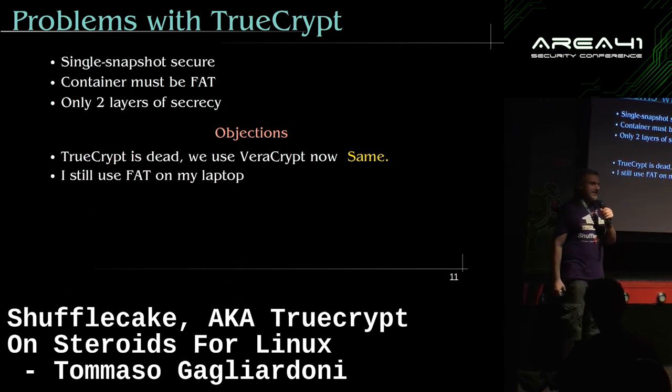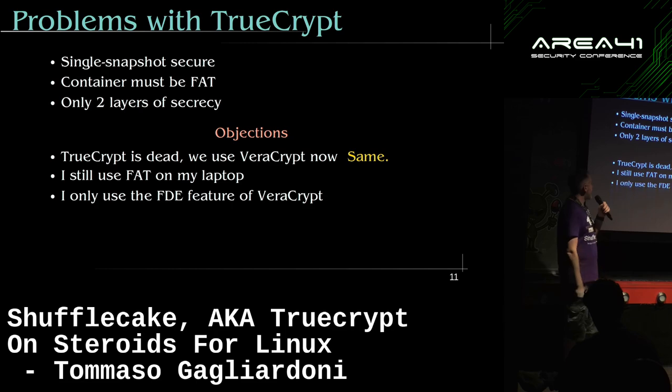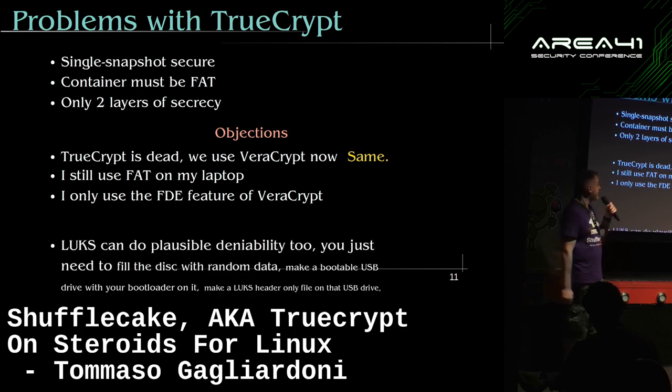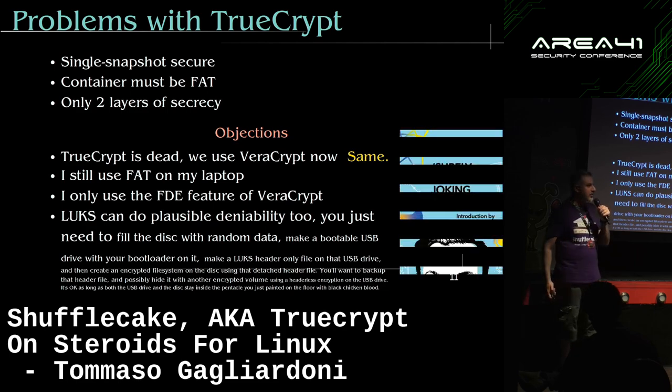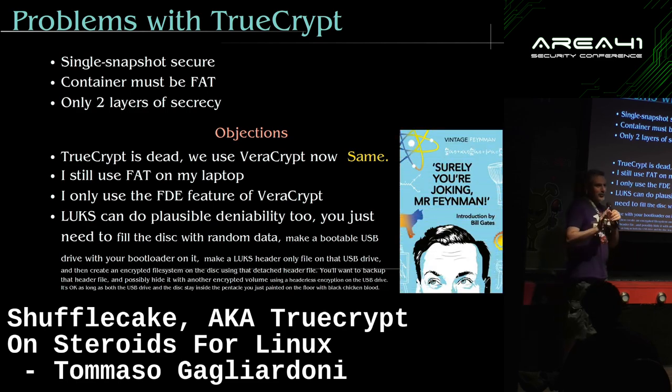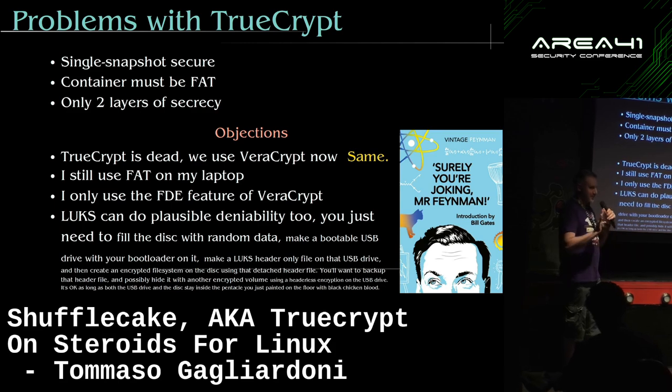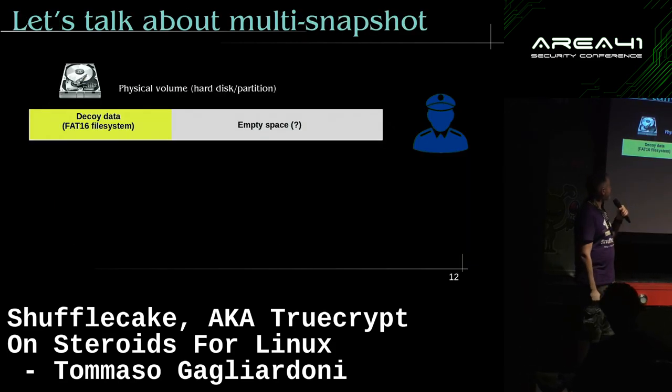And then there are less reasonable things like, oh yes, but you know, I still use a FAT file system on my laptop. And, oh yes, I use VeraCrypt, but I swear to God I don't have anything hidden. I only use it for the full disk encryption feature. Yes, you can also do plausible deniability with LUKS. The only thing you have to do is this super complicated wizardry that never really works, but gives you the impression that you're doing something cool. No. Okay, I don't want to discuss these things, so let's move further.